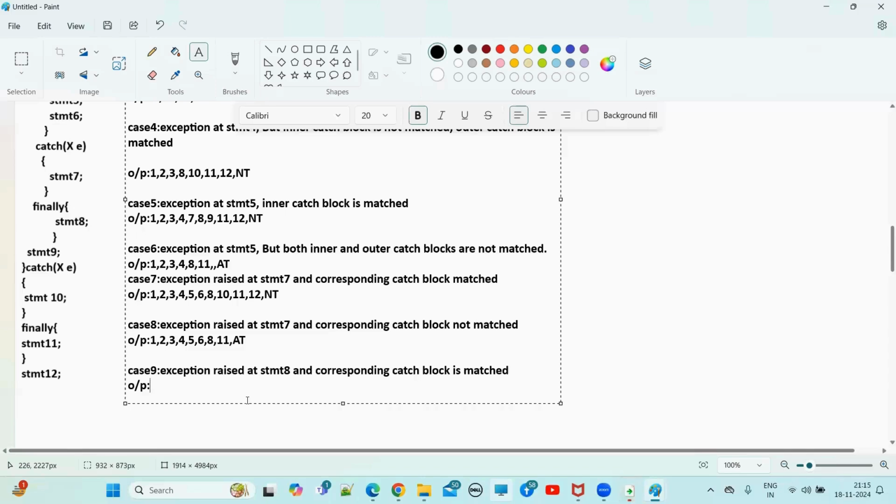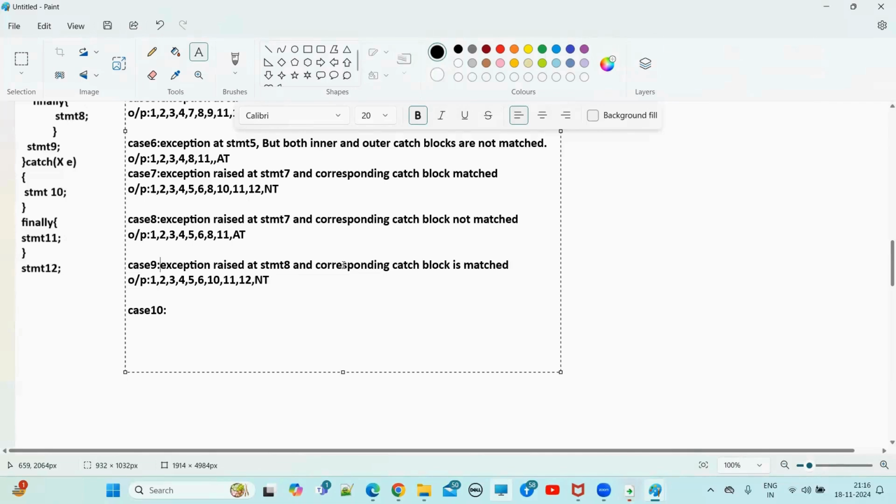Tell me what is the output here. 1, 2, 3, 4, 5, 6, 8, 10, 11, 12, and normal termination. Catch block is matched. 11, 12. Normal termination. Clear, everyone?